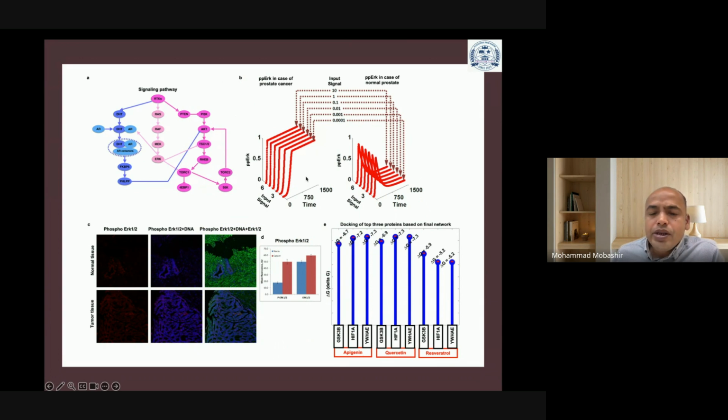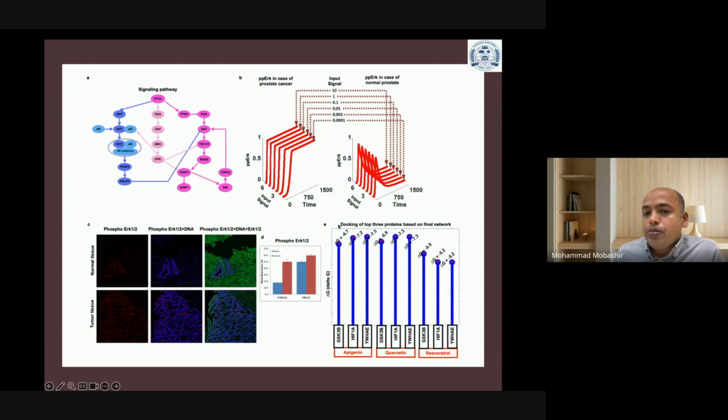Now, the same thing can be validated by using IHC, prostate cancer images, IHCs. And this is clear also from this. So basically our hypothesis is validated in human prostate cancer samples also.